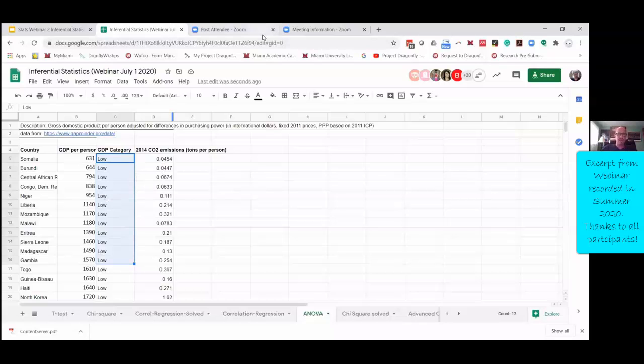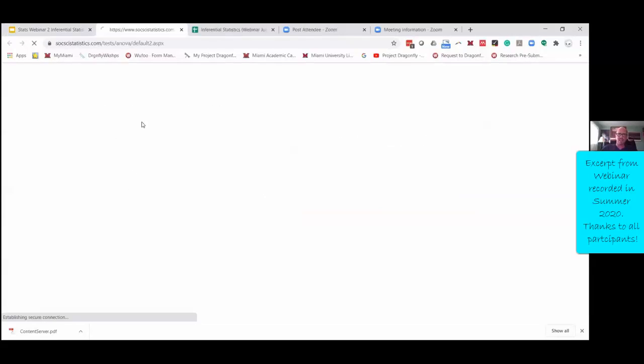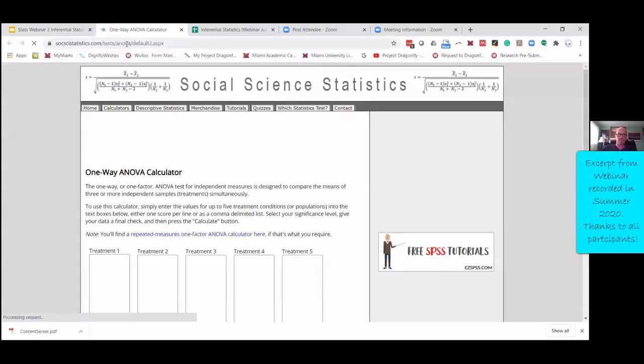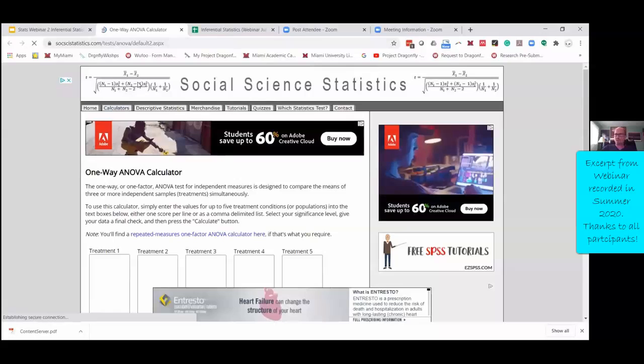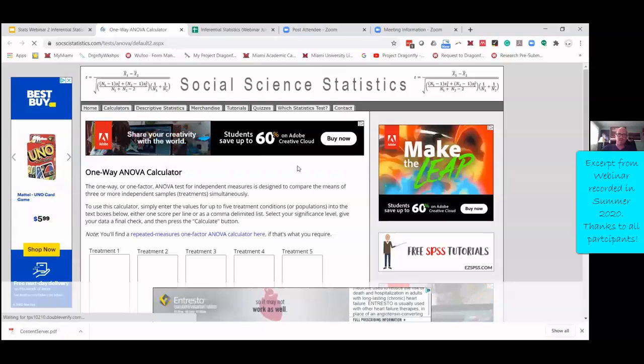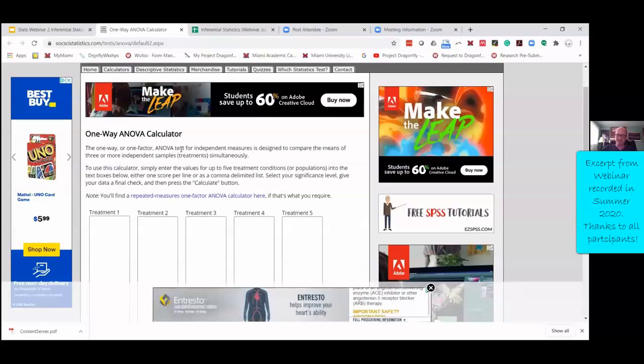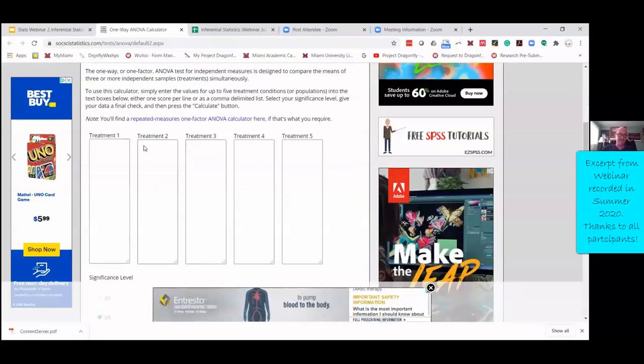The way we would do this again, we have three groups, so low, medium, and high. We're going to run an ANOVA on this. So let me go back here. Here's another handy calculator you guys can go to. Maybe we can throw this in the chat, if someone wants to put that in there, that would be good. And this site just says one-way ANOVA calculator. Because it's free, they're going to be spamming you with all these ads all over the place. Anyway, they have it set up as three treatments, up to five treatments.